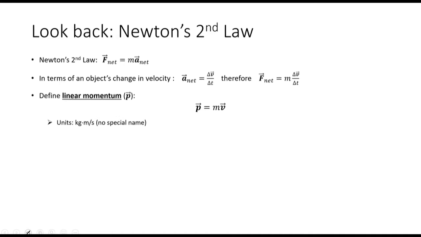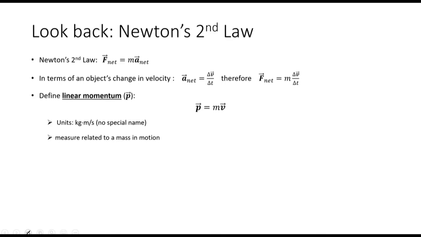Looking at this definition, p equals m times v, we get units of kilograms for mass, meters per second for velocity. It doesn't have a special name. It's just kilograms meters per second for the units of momentum.